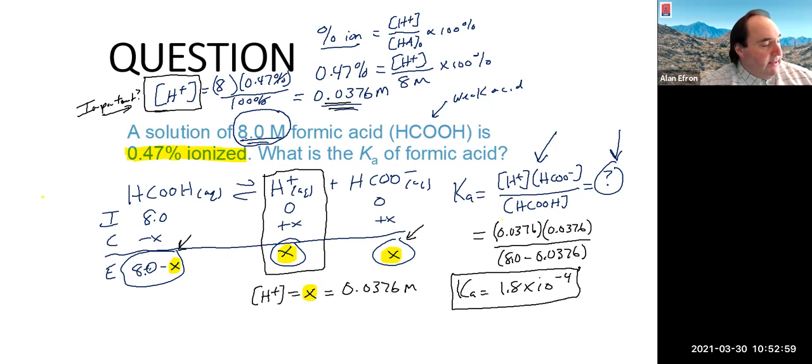So in this particular case, because we were not given enough information to solve it traditionally, that piece of information about the percent ionization is really important. It allows us to work backwards to get our X values from the percent ionization, and allows us to calculate the Ka value. Any questions on that there?